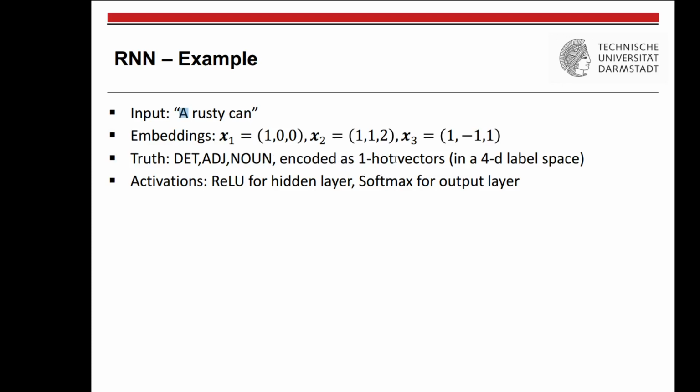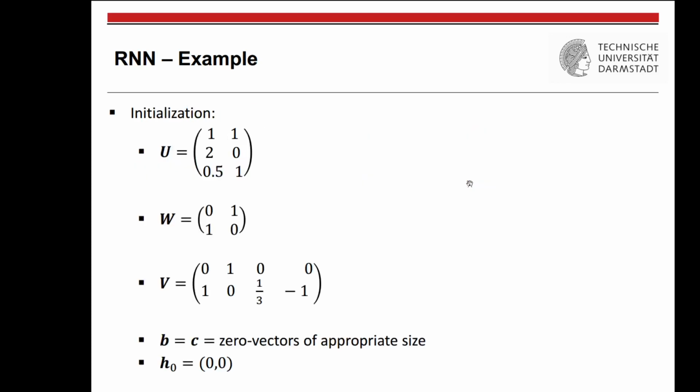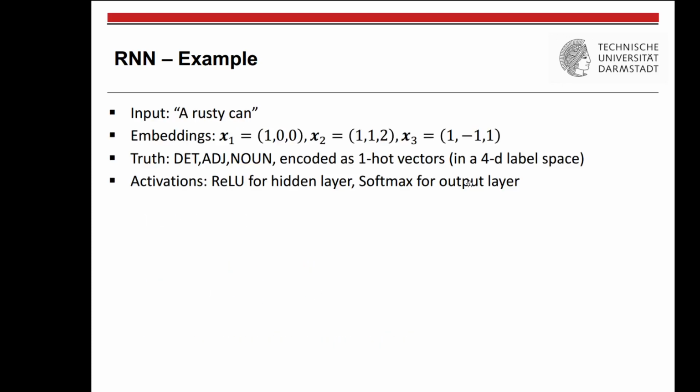And this truth will be encoded as one-hot vectors in a 4D label space. What do we mean by this? 4D label space means we have 4 labels overall. Let's say we only have these three plus one additional label that we can possibly use to label our data. Maybe the fourth label is verb, right? So we have a 4-label space, so the truth vectors will be 4-dimensional, and they will be one-hot. They will have a one exactly at the index of the current label. And let's say we use relu activation for the hidden layer and softmax for the output layer. This is a very plausible solution that we would choose in reality also.